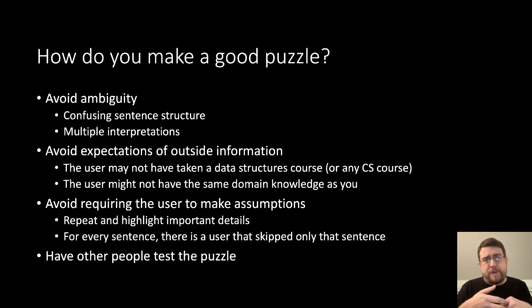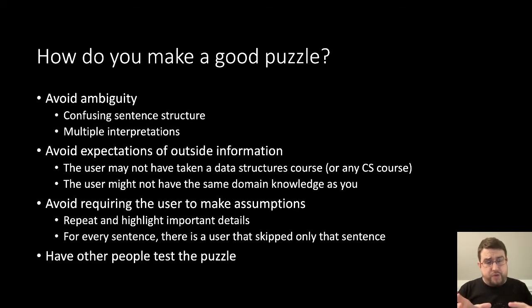Avoid requiring the users to make assumptions. Every time there's a place where you expect them to make assumptions, or there's a deliberate point of ambiguity, or a deliberate point where two different things can be true, it basically requires them to try every combination of all of those to see which one ended up being right, which is typically not the intent when you're doing one of these.